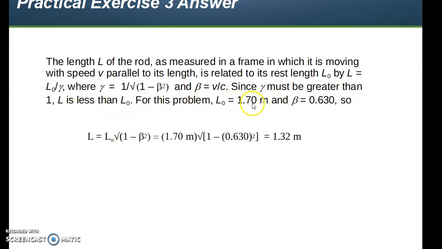L0 is 1.7, beta is 0.630. So substituting them into this equation, you get this value right here. Instead of 1.70, it is 1.32 meters in the frame of reference where beta equals 0.630.